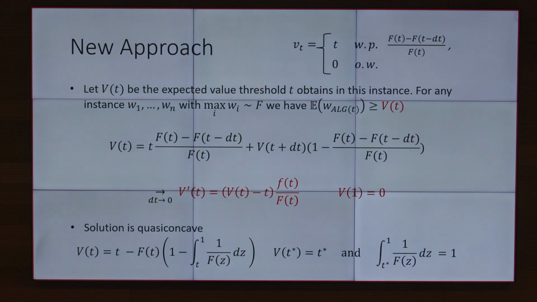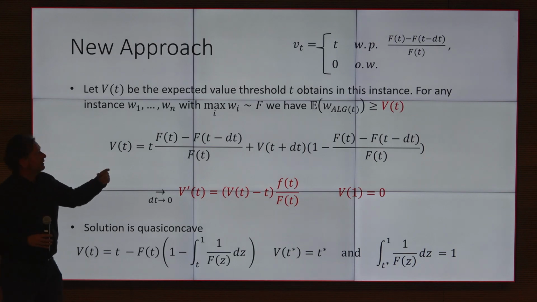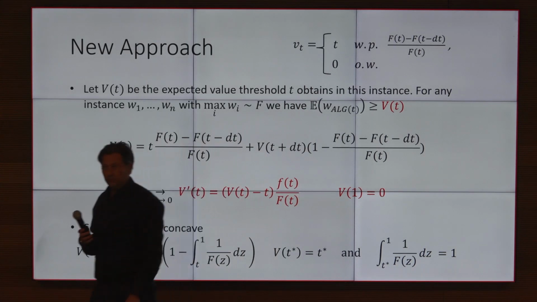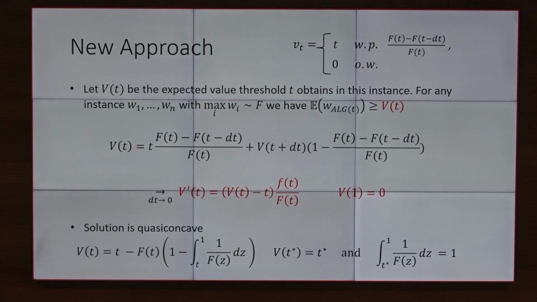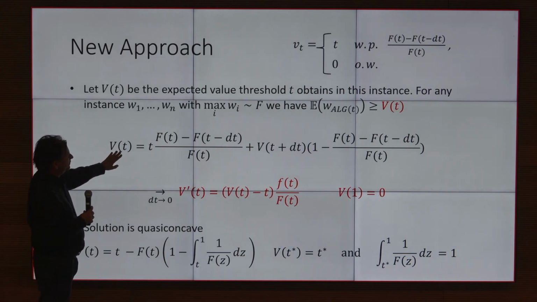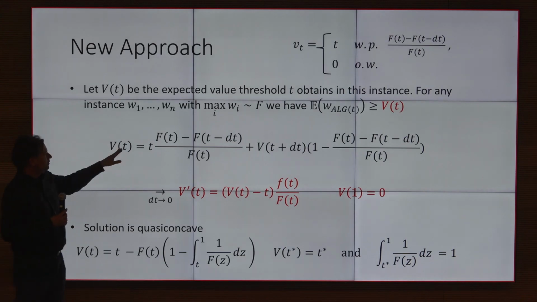Okay, so now let v of t be the expected value of threshold t in this instance. Our algorithm will just fix a threshold again, and we'll stop the first time one of these is above the threshold. Okay? So what is v of t going to get? Well, your threshold was t.